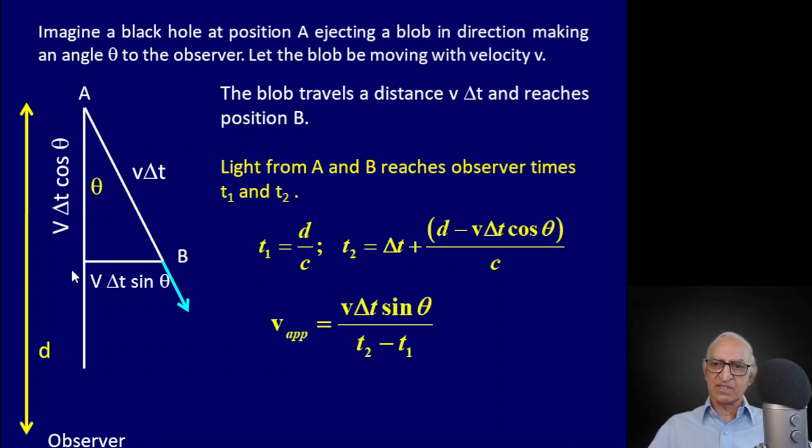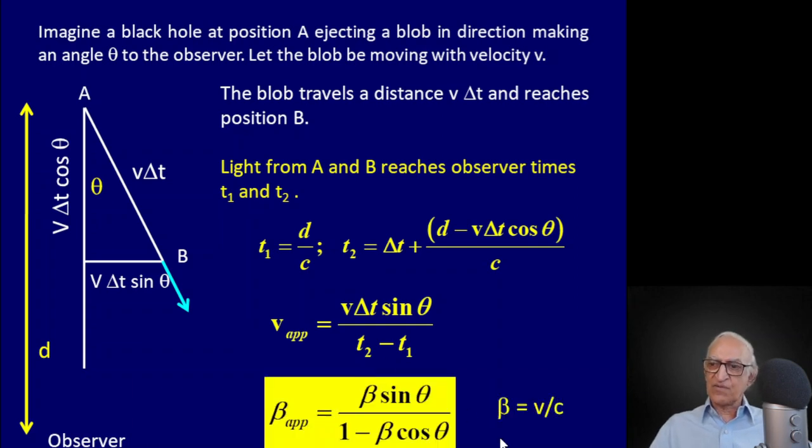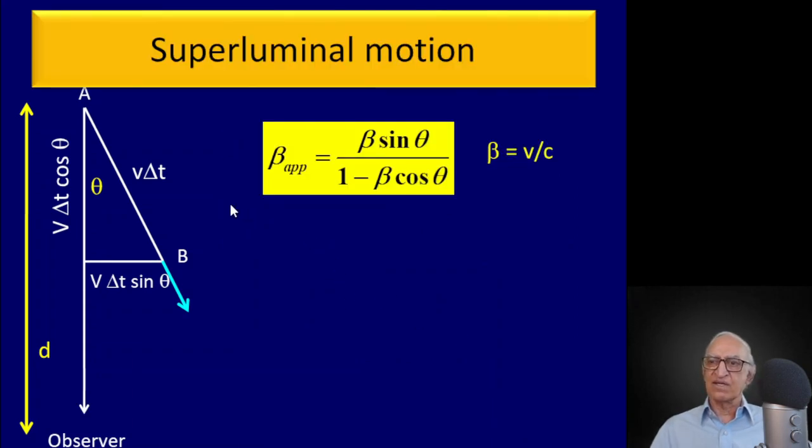Therefore, the apparent velocity of motion from A to B, the apparent velocity in the sky, is v delta t sine theta, that distance, divided by the time interval t2 minus t1. Now, if I introduce the variable beta, which is v over c, then beta apparent is equal to beta sine theta divided by 1 minus beta cos theta, because delta t and t2 minus t1 cancel out. So I have rewritten the formula here so that you can see it as we proceed with the argument.